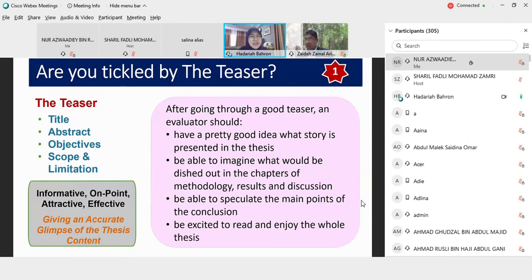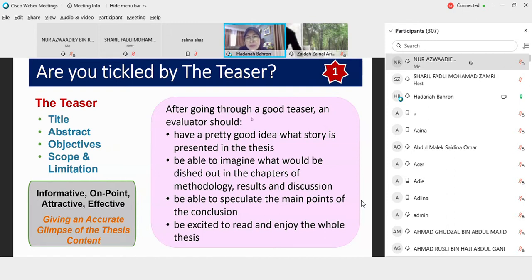Now, about the teaser, are you tickled by the teaser? Do you feel excited by the teaser? Your title, your abstract, objective, scope, and limitation must be informative, must be on point, must be attractive and effective. It must give an accurate glimpse of the thesis content. The content of the thesis must be presented in summary in the teaser.